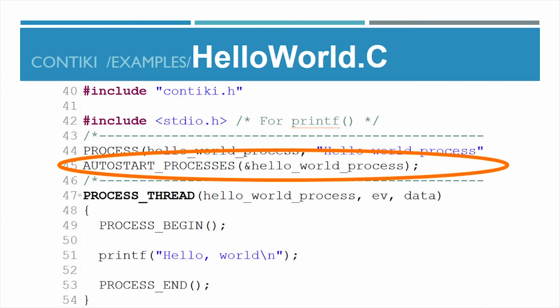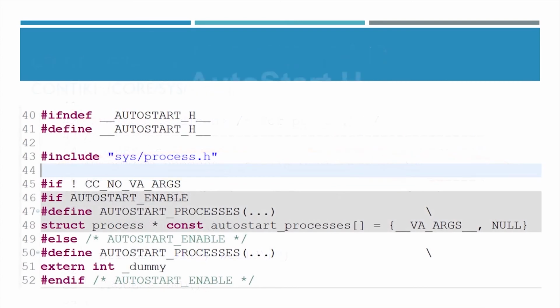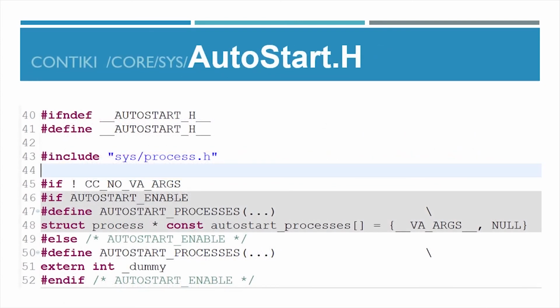Here, when we see the AUTOSTART_PROCESSES, we are going to find it inside of core/sys/autostart.h. This is the file, and this mechanism is implemented by the autostart module. The purpose of the autostart mechanism is to provide a way for the developer of a module to inform the system about what active processes the module contains.